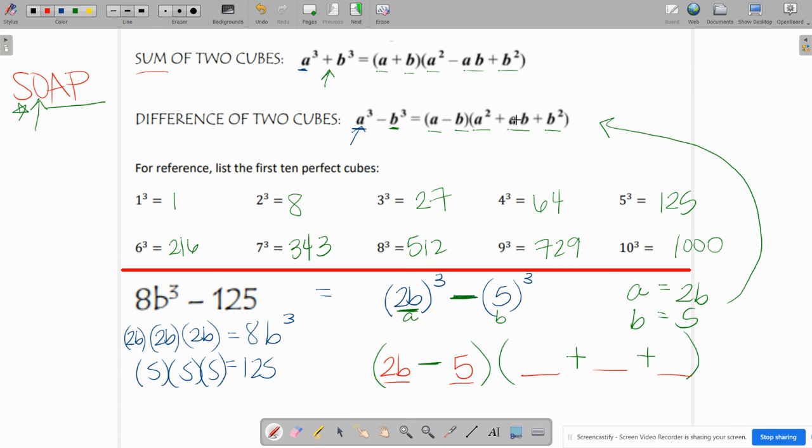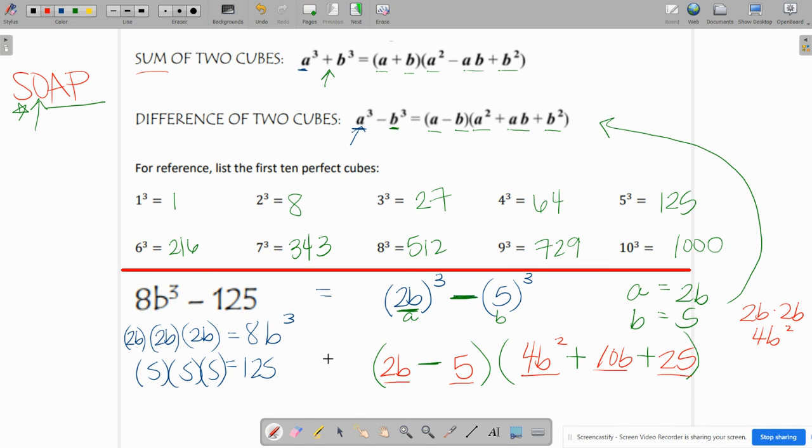Then for these three blanks, we use the A squared, the AB, and the B squared. The A is the 2b, because that's what was being cubed to make 8b cubed. If I take that 2b and square it, that's 2b times 2b, which is going to be 4b squared. So 4b squared is going to go here. Then A times B is going to be your second term in the trinomial, so 2b times 5 is going to be 10b. And then B squared is how you finish it off. B was 5, so B squared, 5 times 5, is going to be 25.